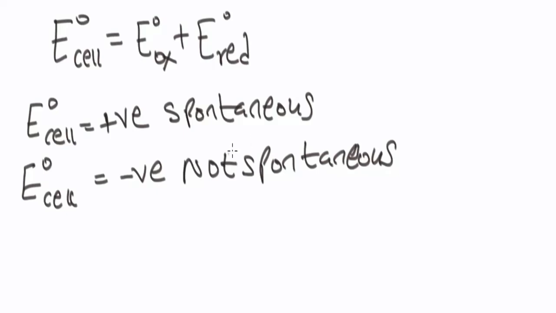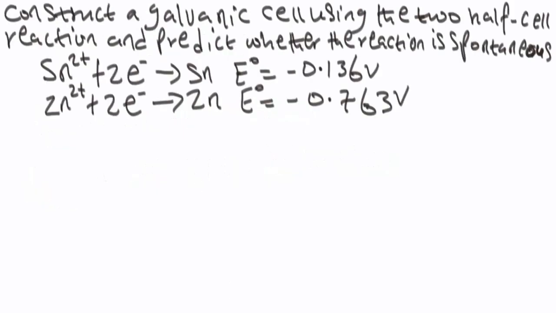Okay, so having known this, let's wipe this now and look at a typical problem on this and solve it together so that you understand it better. It says construct a galvanic cell using the two half cell reactions and predict whether the reaction is spontaneous. So we have the two half cells. This is tin, which gains 2 electrons to form tin atom. This one, zinc ion gains 2 electrons to form zinc atom. So we have their respective standard electric potentials to be these values, measured in volts.